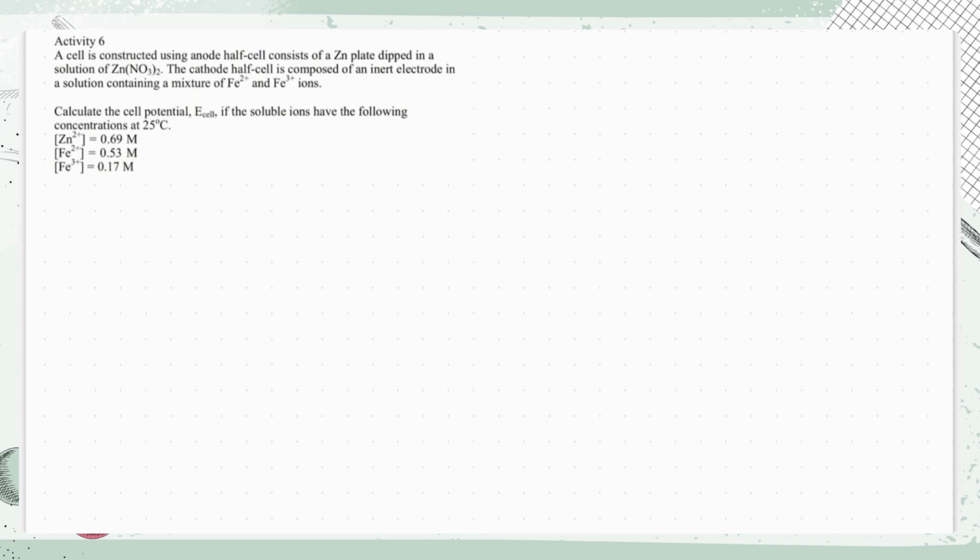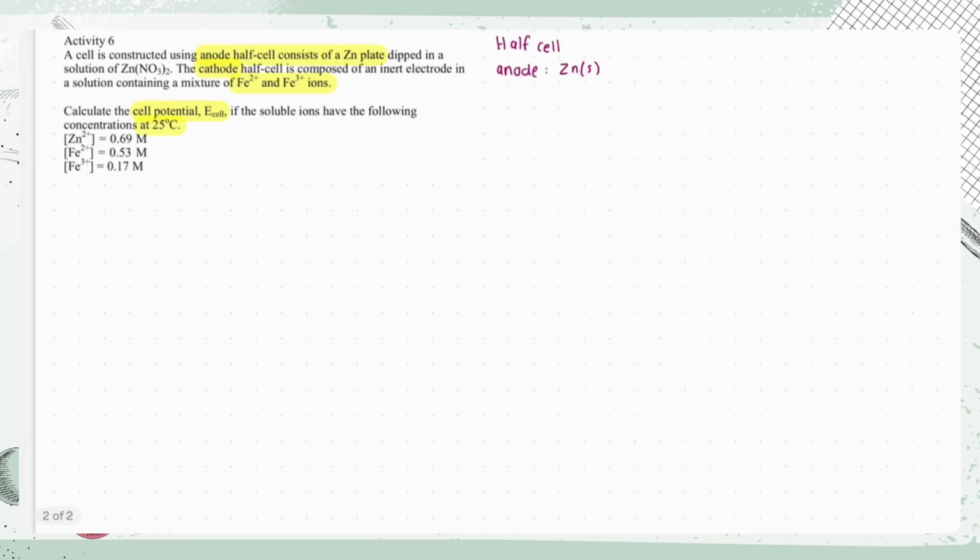Today I will show how to calculate the cell potential for an electrochemical cell using a step-by-step approach. Here's our problem. We have a cell with a zinc electrode as the anode and a solution of Fe2+ and Fe3+ ions as the cathode. We are tasked with finding the cell potential E cell at 25 degrees Celsius, given the concentrations of the ions.